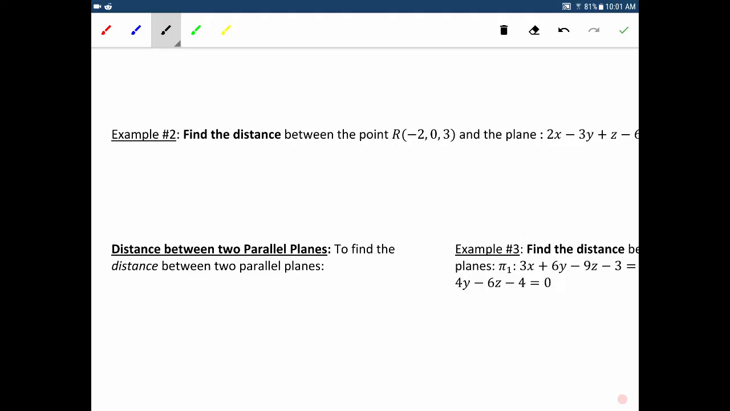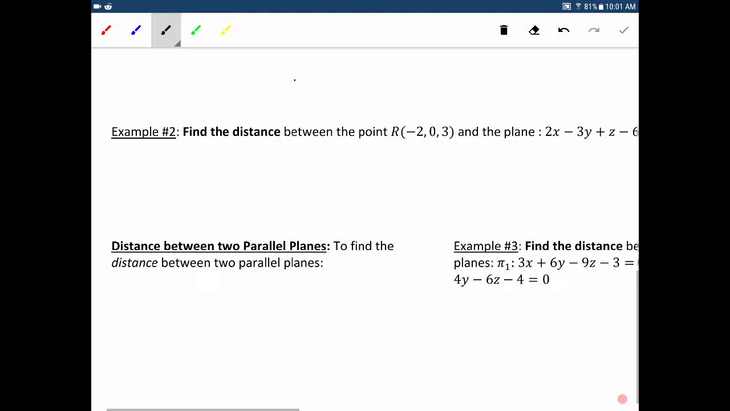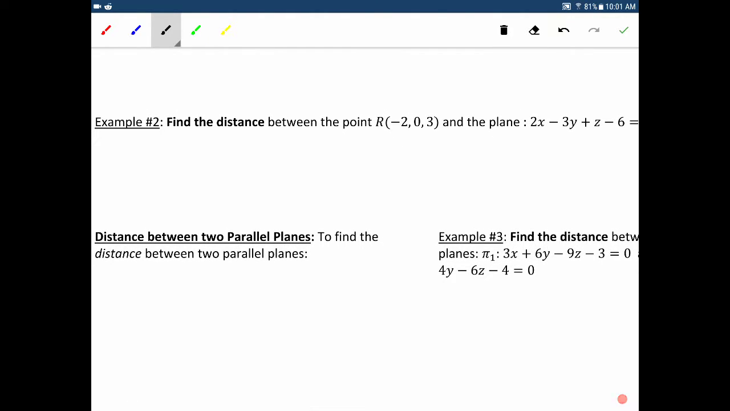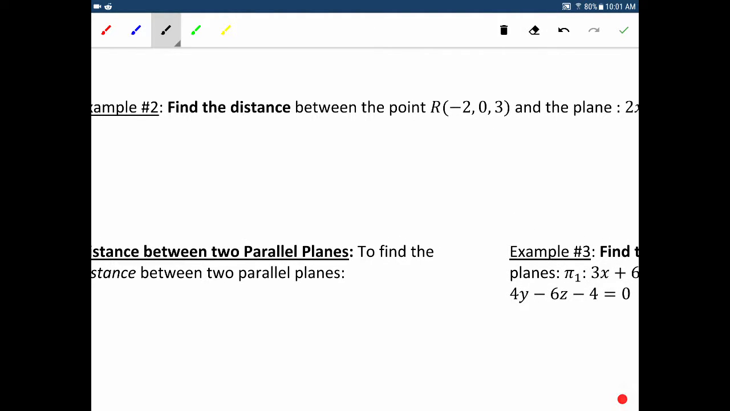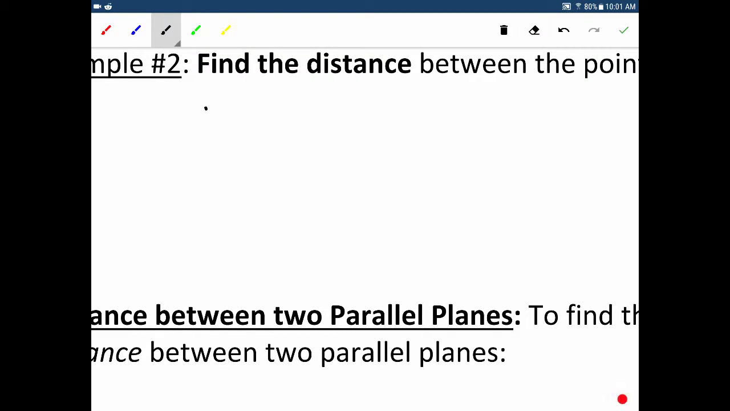So we're going to find the distance between R and this point. This time the plane is given in Cartesian equation. So what we're going to do is go straight into the distance formula, and I'm going to use this one right here.